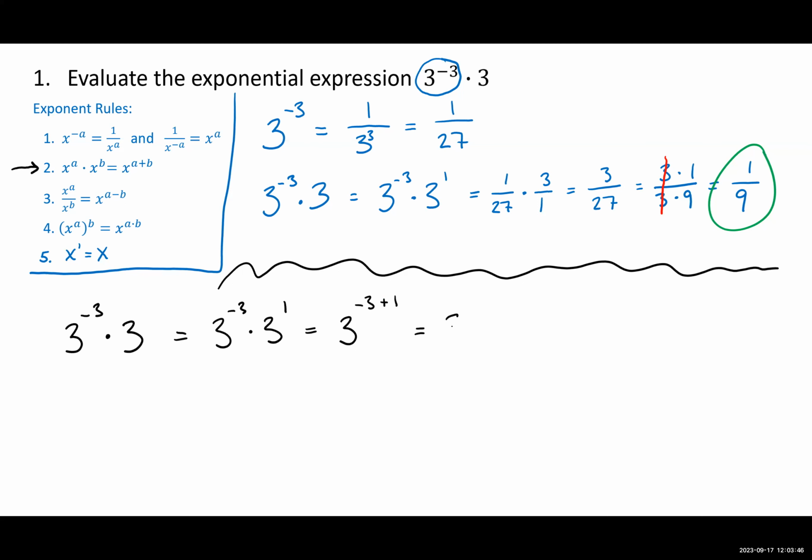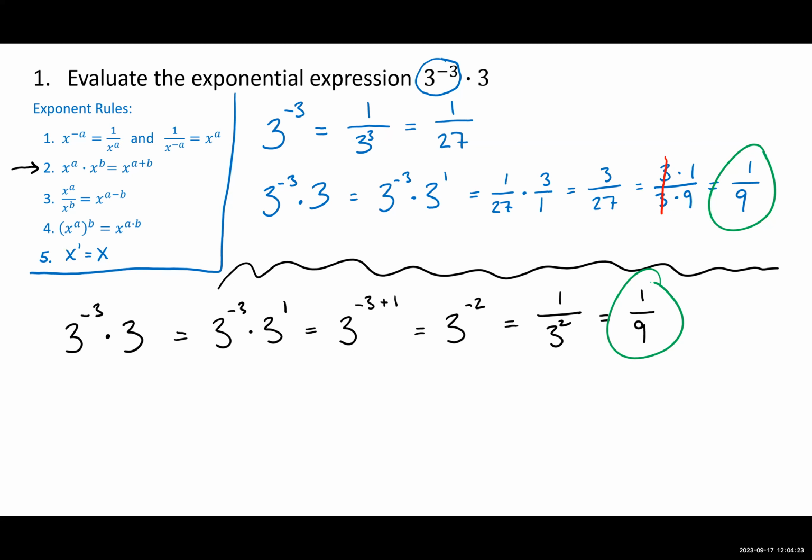So for the exponent, -3 plus 1 is -2. And then applying that first rule again, we could rewrite that to get rid of the negative exponent. That's 1 over 3 to the 2nd power. And 3 to the 2nd power, 3 times 3 is 9. So that again gives us 1 over 9. And I'm not going to do it a third way, but there are multiple ways of solving these problems. And it comes down to understanding how to apply these rules for exponents.